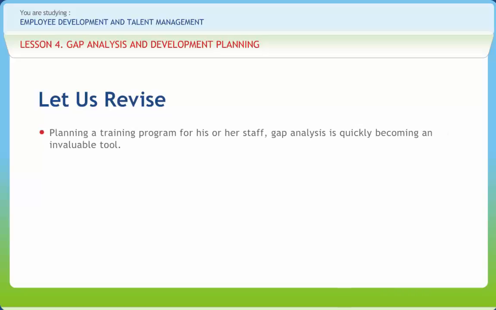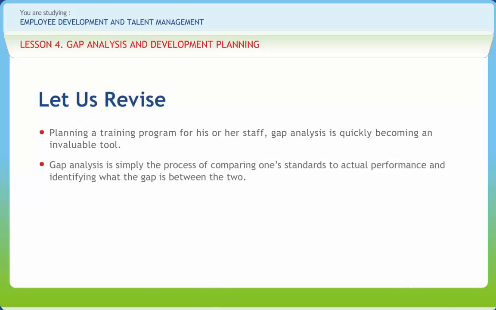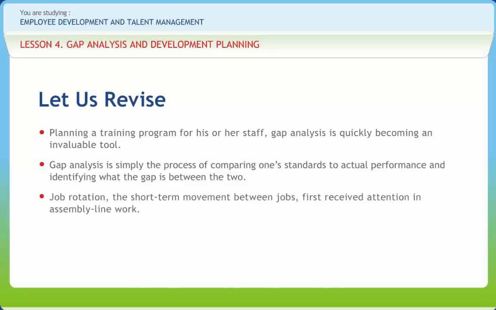Planning a training program for his or her staff. Gap analysis is quickly becoming an invaluable tool. Gap analysis is simply the process of comparing one's standards to actual performance and identifying what the gap is between the two. Job rotation, the short-term movement between jobs, first received attention in assembly line work.